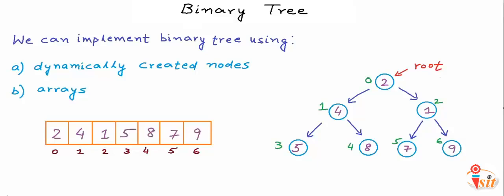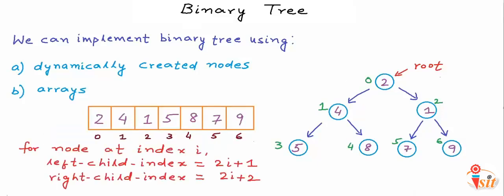We have filled in all the data in the array, but how will we store the information about the links? How will we know that the left child of root has value 4 and the right child of root has value 1? Well, in case of a complete binary tree, if we number the nodes like this, then for a node at index i, the index of left child will be 2i plus 1 and the index of right child will be 2i plus 2. And remember, this is true only for a complete binary tree.